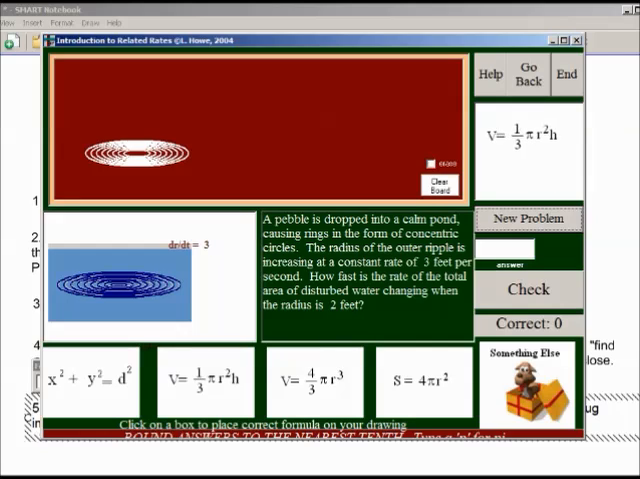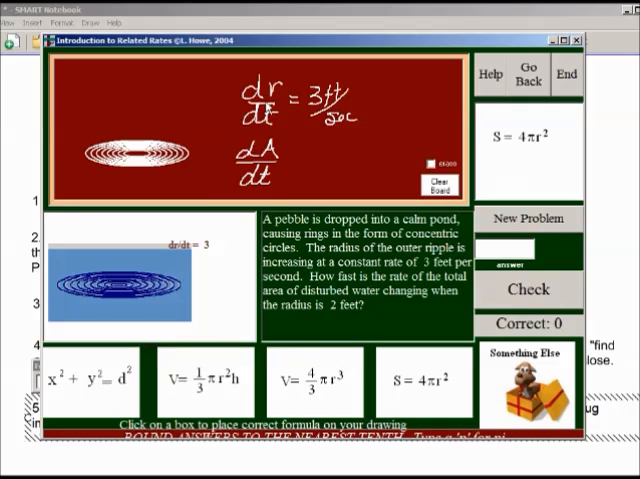Now look, you've got two rates. You've got this 3 feet per second, and then they want to know how fast is the rate of the total area. So there are two rates involved in this problem. There's dr/dt, which is known as 3 feet per second. And then they ask you to find how fast is the rate of the total area of disturbed water. So they're asking us to find dA/dt.